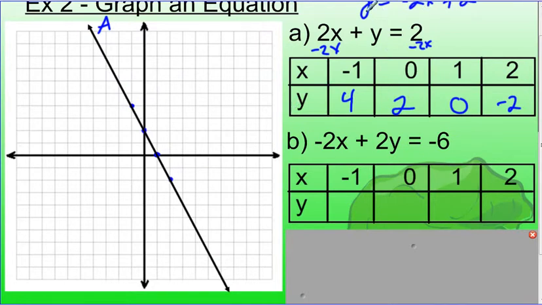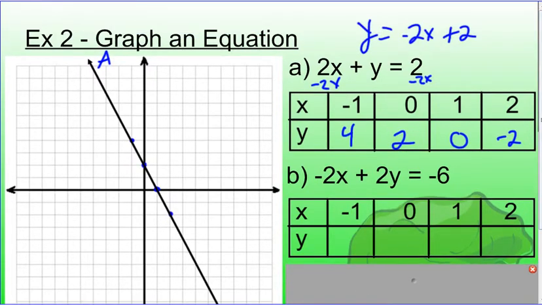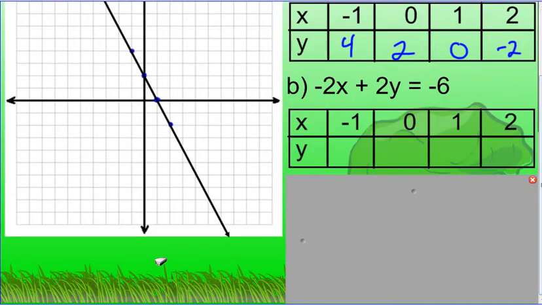So we solved the equation for y. We got the y variable by itself first. Then we plugged in our x values in for x, did some math, and found our y values. I'm going to erase this to do letter B. There's also some space underneath the graph on your note sheet. That's a good place for you to do some work too.